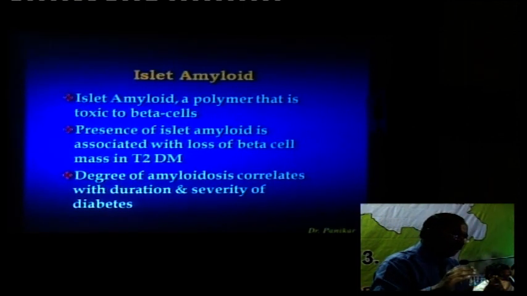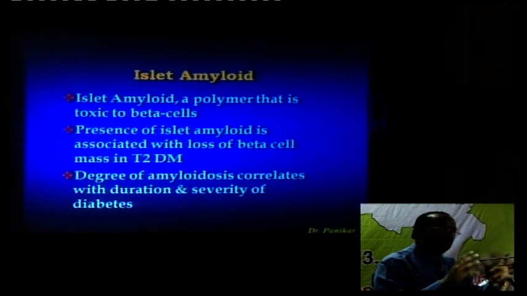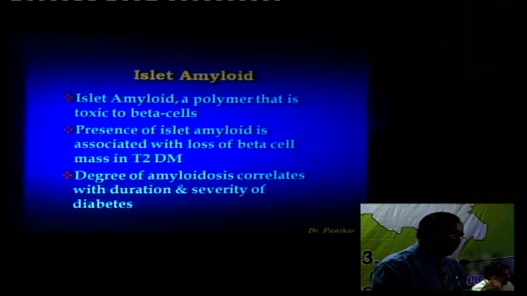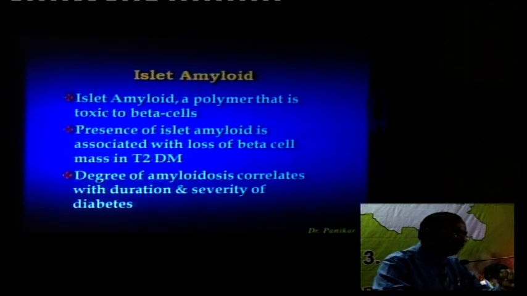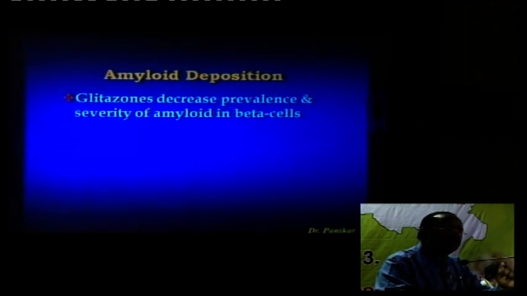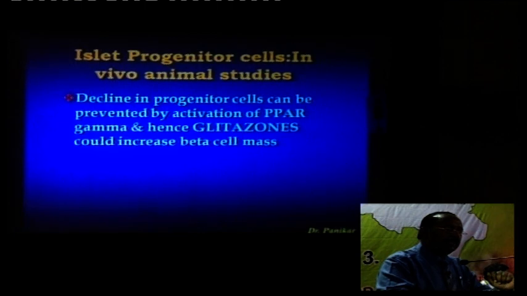As the duration of diabetes advances, you find that there is amyloid deposit. Amyloid is a polymer which is toxic to the beta cells, and you find amyloid being deposited there, and the degree of amyloidosis correlates with the duration and severity of diabetes. Probably the only drug which has a beneficial effect is a glitazone, which decreases the prevalence and severity of amyloid in beta cells. The decline in progenitor cell in animal studies has been shown to be treated with glitazones.